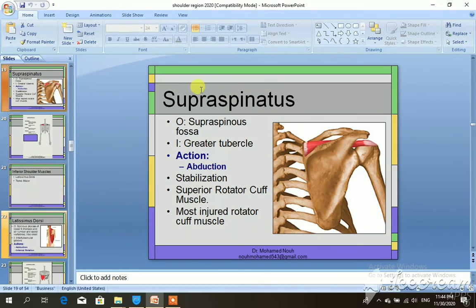The supraspinatus muscle originates from the supraspinous fossa and inserts in the greater tubercle of the humerus. Action: it initiates abduction of the shoulder joint and stabilizes the shoulder joint. It is the superior rotator cuff muscle, and the most injured muscle of the rotator cuff is the supraspinatus muscle.